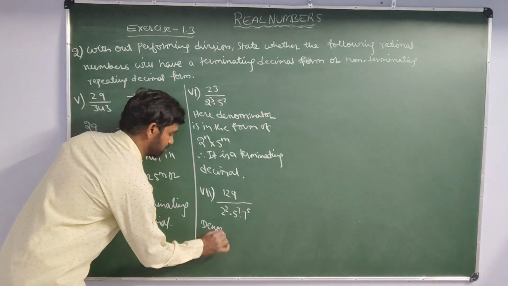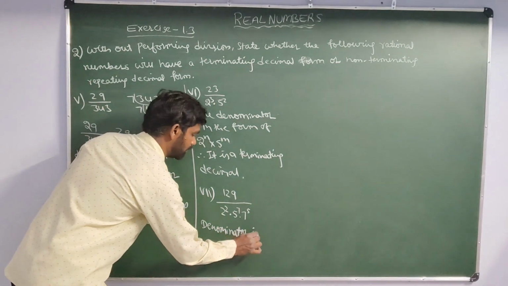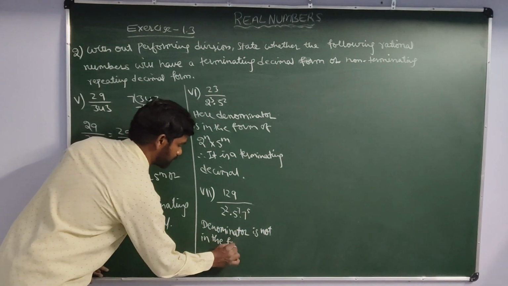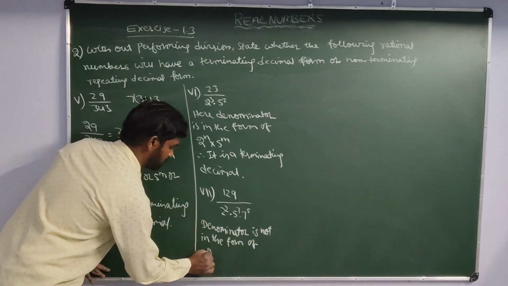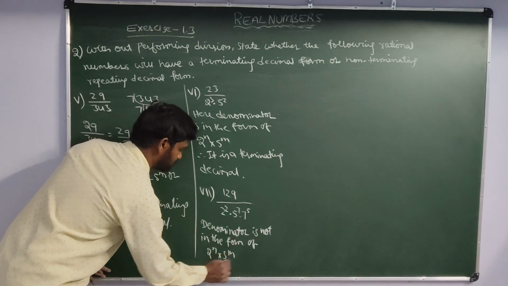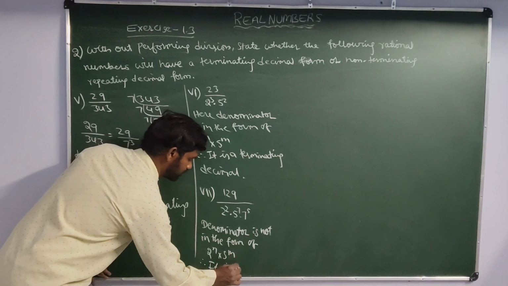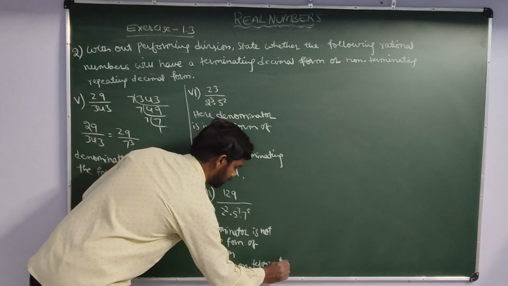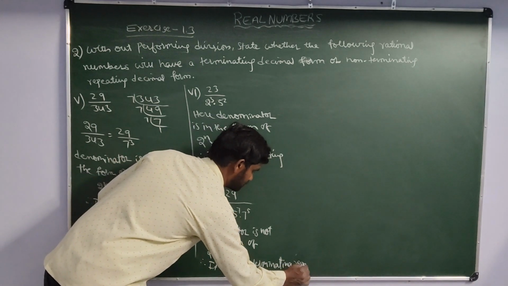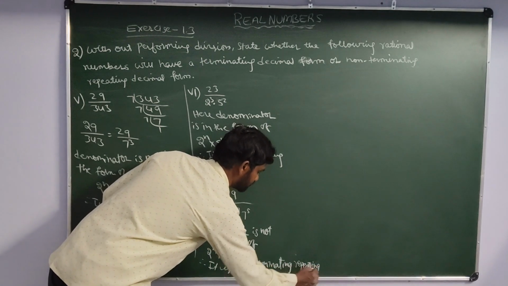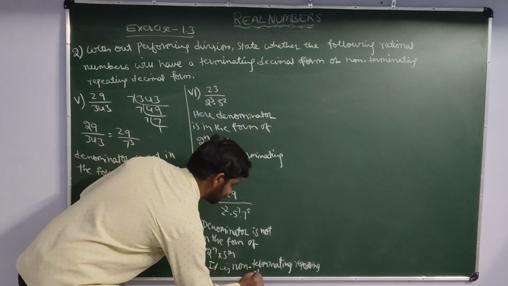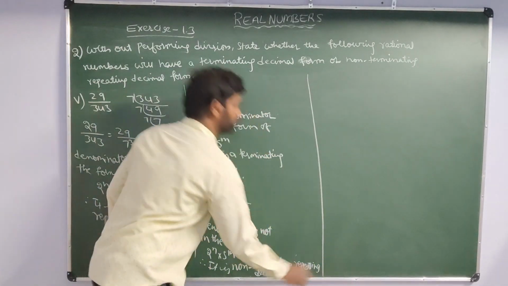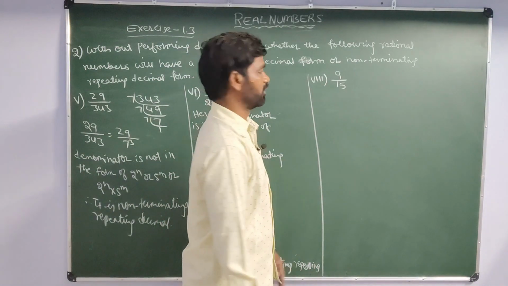The denominator is not in the form of 2 power n into 5 power m. Therefore, it is non-terminating repeating decimal. Next question, eighth question, 9 by 15.